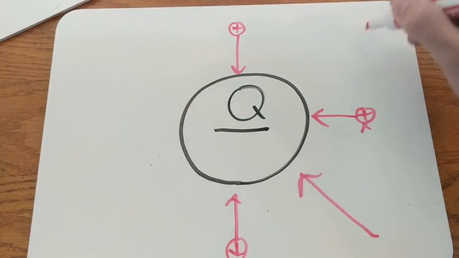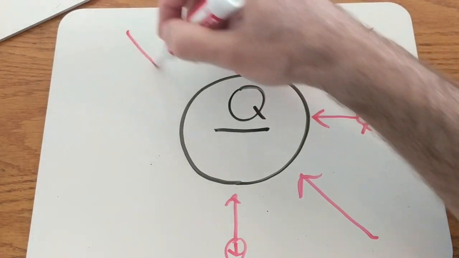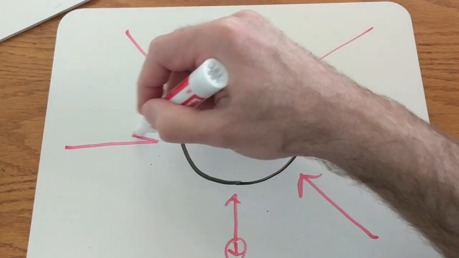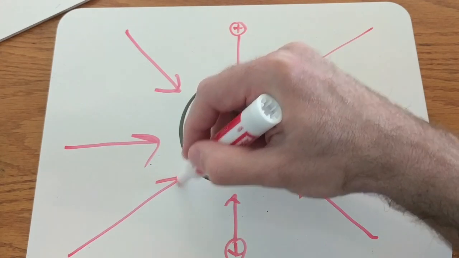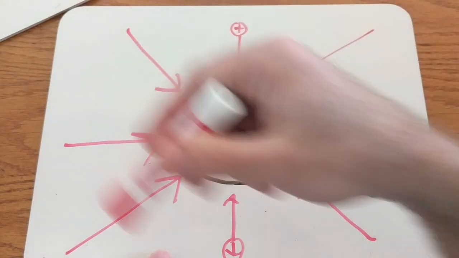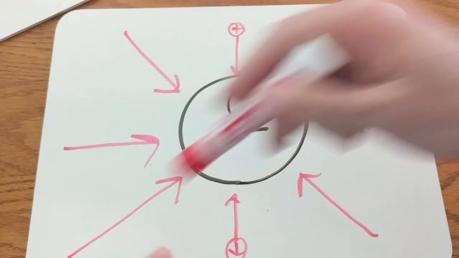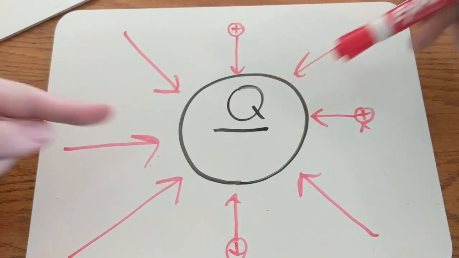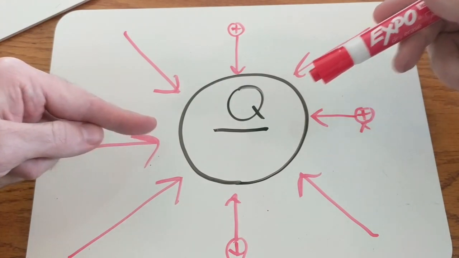So if we do this everywhere, the electric field goes into a negative charge, all right? This charge is making an electric field all around it, and it's going into the charge. All right, now we go back to our original problem.